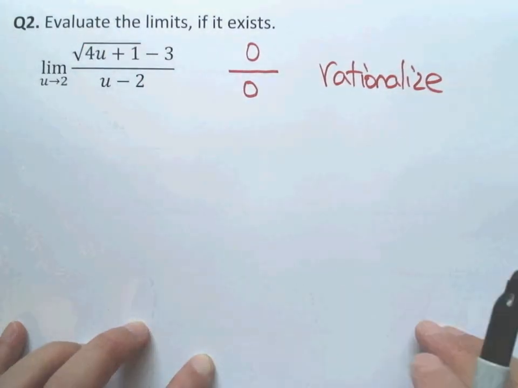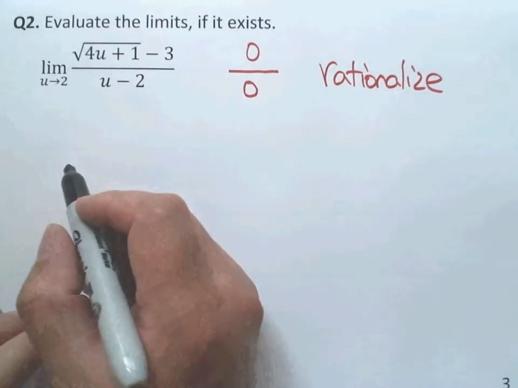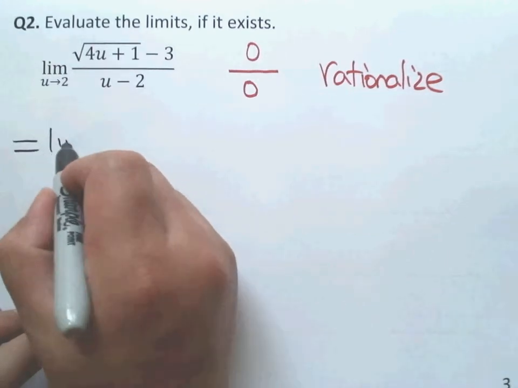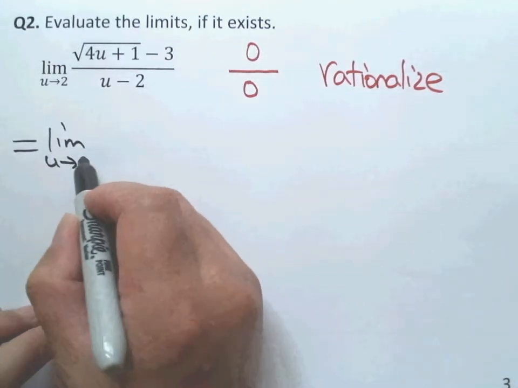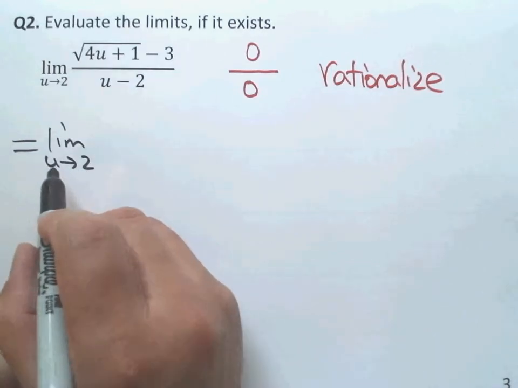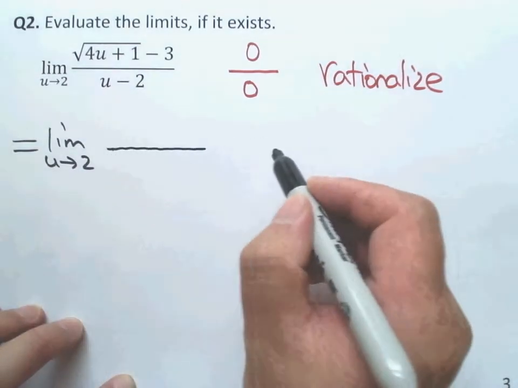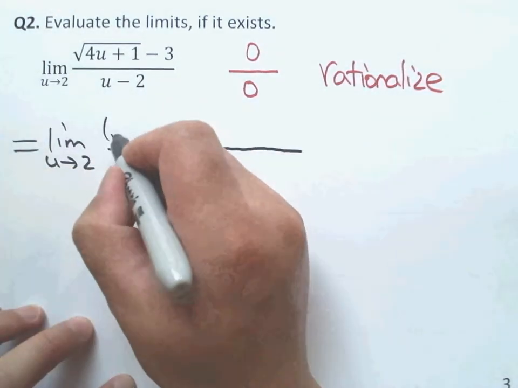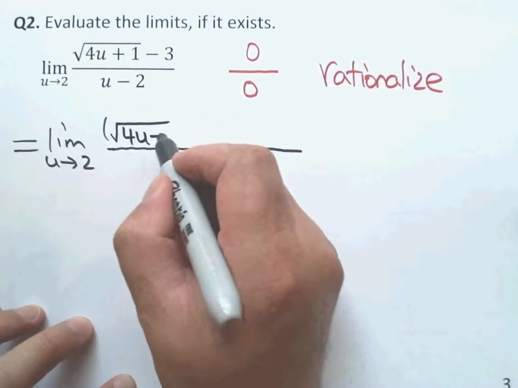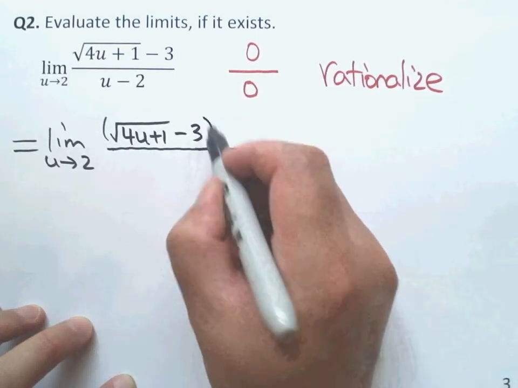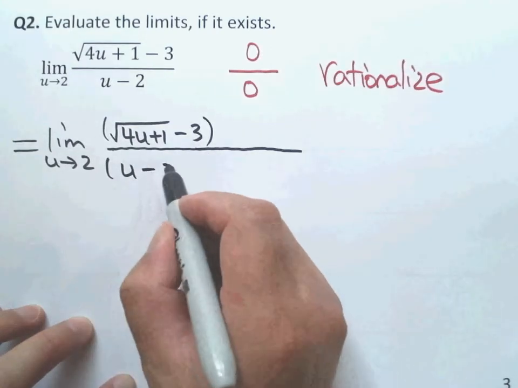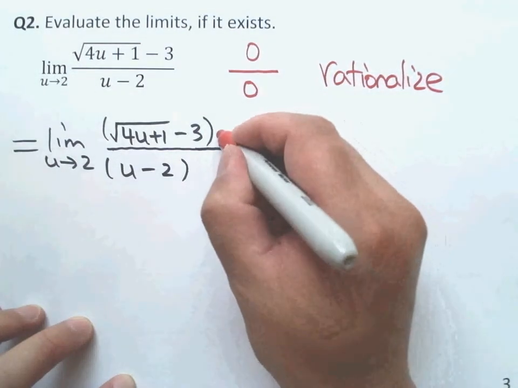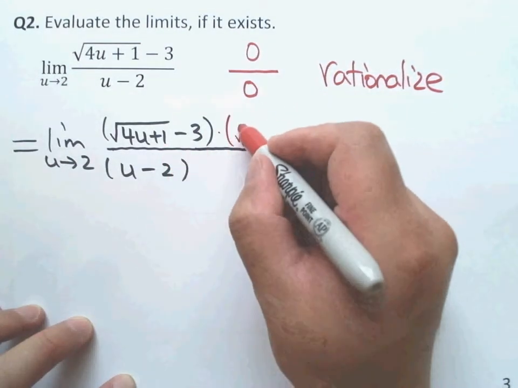So how do you do it? It is times the conjugate, right? So all we need to do is times the conjugate. Let me rewrite. So here should be, I'll put this again, u approaches 2. This is u, not x, so you have to use u. I wrote a little bit longer. Okay. And the first is the square root of 4u plus 1 minus 3, over u minus 2. This is the original. What do we do? Times the conjugate of the numerator.